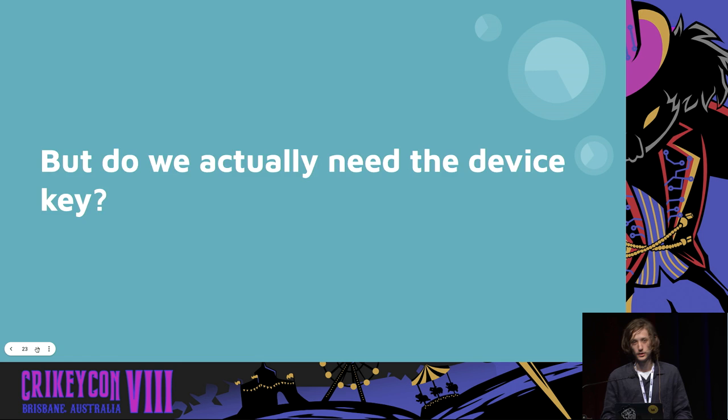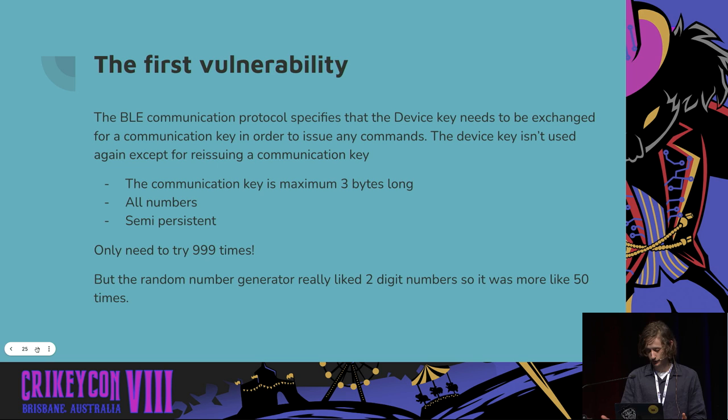No, we don't. There's a vulnerability that I noticed when I first saw the protocol specification. Initially, when a user connects to this IoT device over Bluetooth, the user's phone will exchange a device key for a communication key to actually issue any commands. And you can see here that the device key isn't actually used again except for reissuing a communication key after reconnecting. The communication key is a maximum of 3 bytes long. It is all numbers. It seems to be semi-persistent, so it doesn't really change. So essentially, we only need to try that number 999 times before we get a successful command. But for some reason, this random number generator really liked two-digit numbers. So it was more like 50-ish times that we had to try.